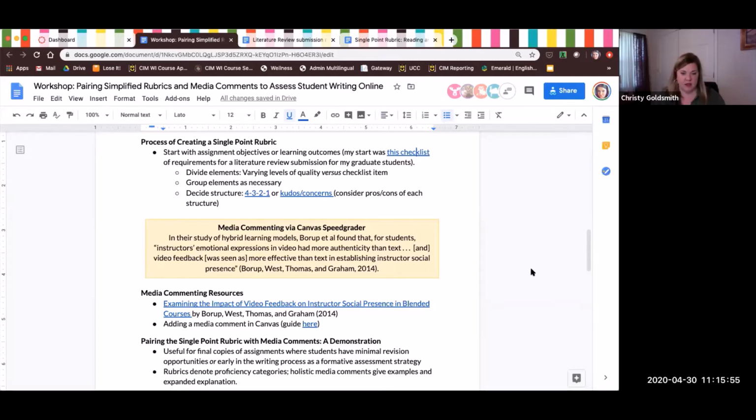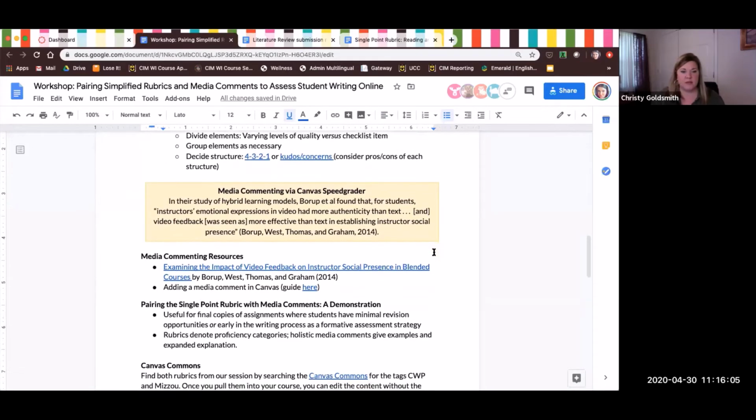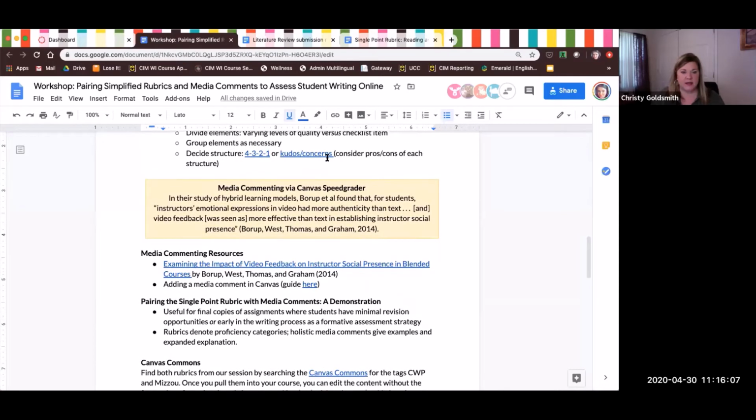Then I said, okay, I'm going to keep the checklist items as a checklist. I literally just gave that to them and I said, check all these off before you turn your paper in, and I'm going to check them off and give you points for them. That's easy. But the ones that needed some more feedback, I decided I was going to make a single point rubric. And then the challenge came of deciding the structure.